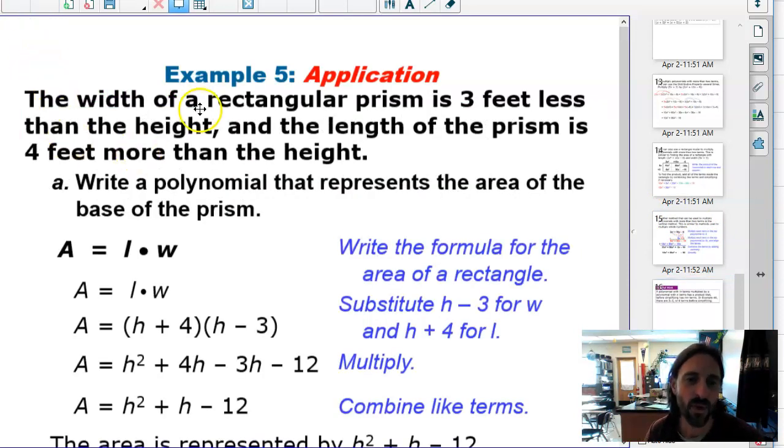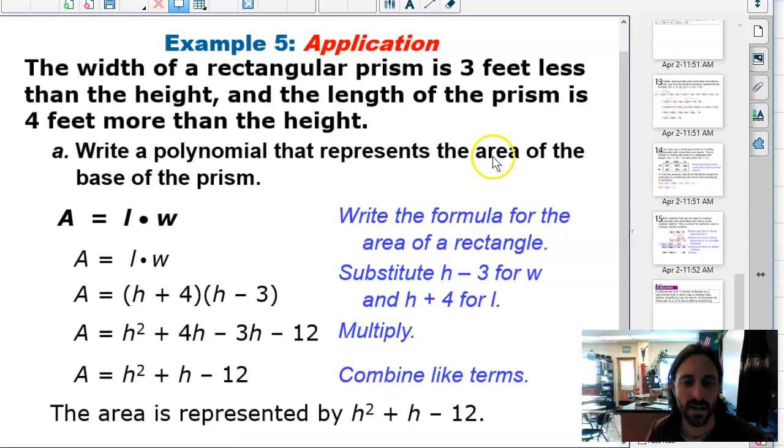The last thing is just an example. And it says, hey, the width of a rectangle, like rectangle is length times width, it's 3 feet less than the height. And the length, right, is 4 feet more than the height. So what we're saying is, the length is 4 more than the height, the width is 3 less than the height. I've got terms. I can multiply these together to figure out the area. And now it's basically an application of the problem where you can substitute the height of the prism to figure out the area of the base.